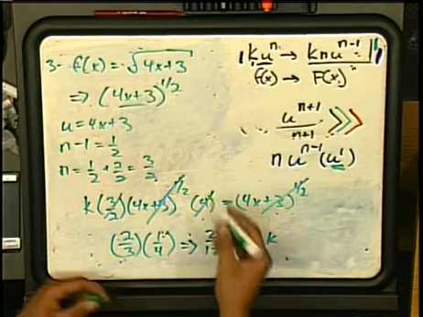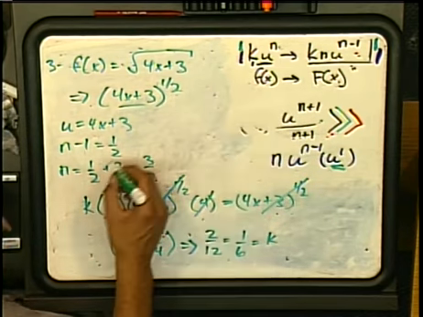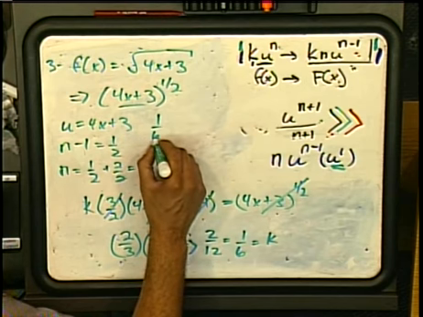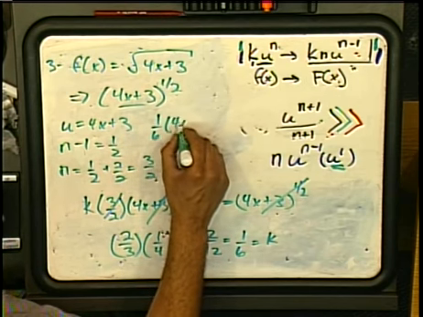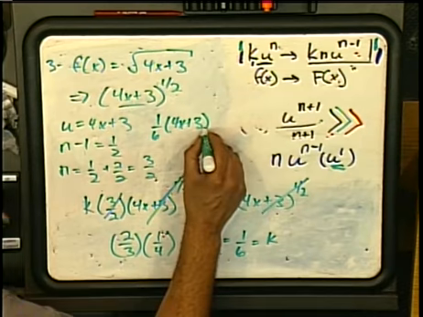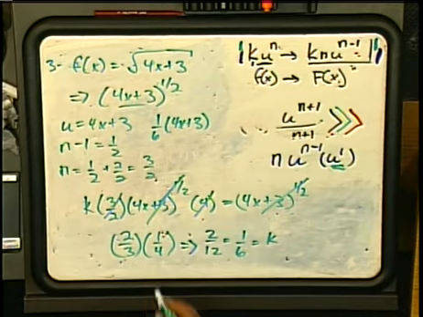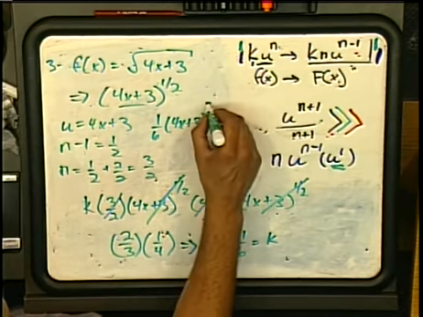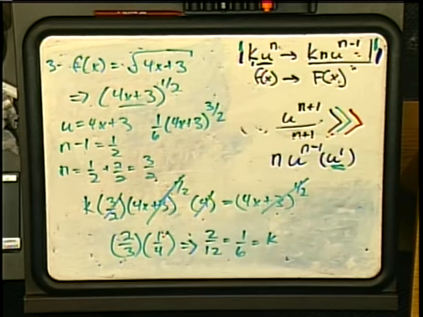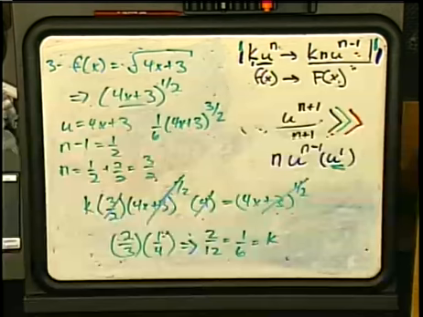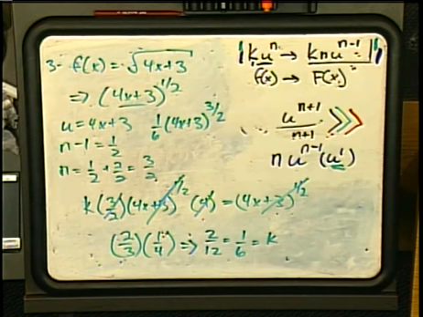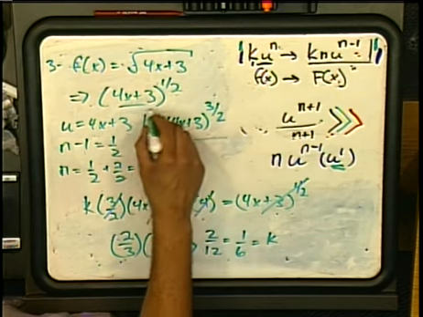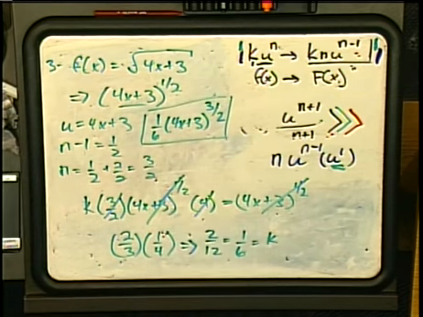And then go back and write it in this form. K equals 1/6, 4x plus 3, N equals 3/2. And that's our answer. If we want to check our answer, can you erase this at the bottom? Okay.